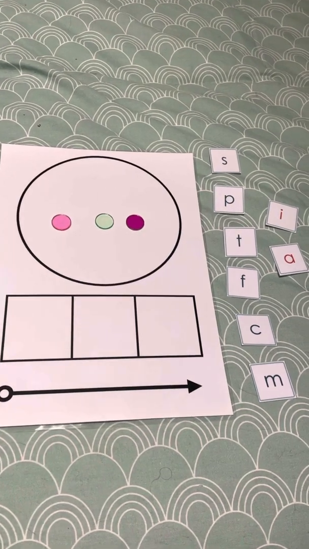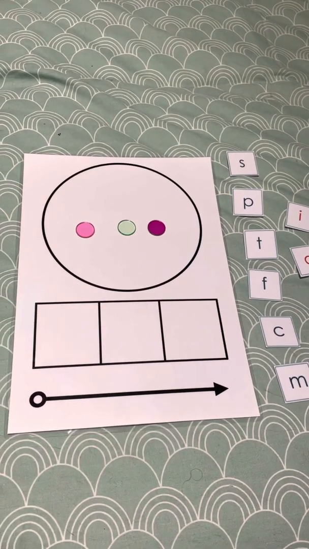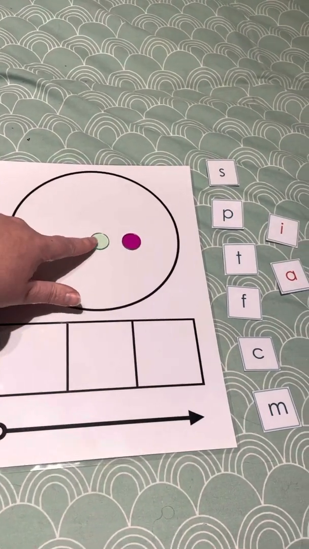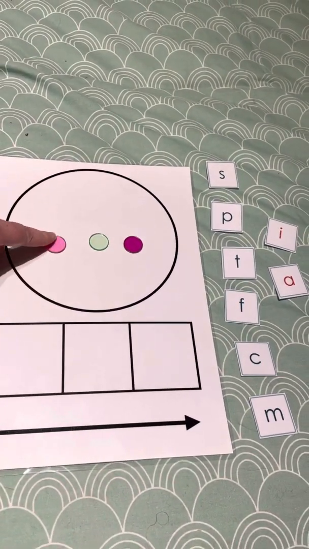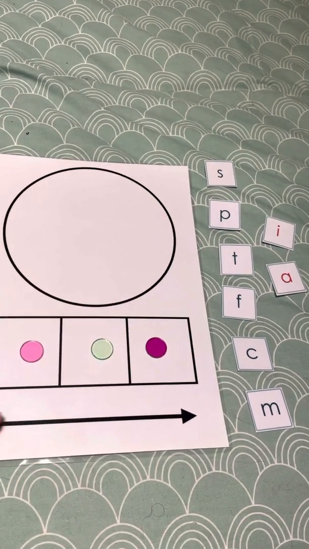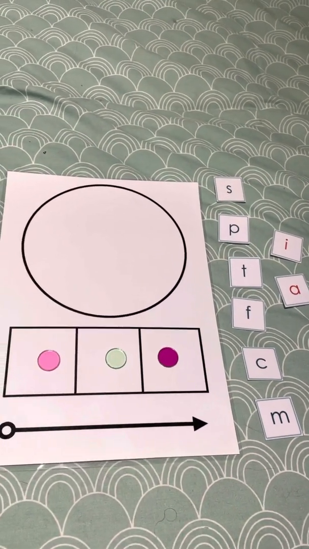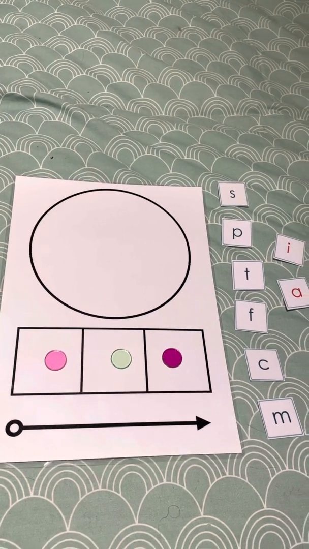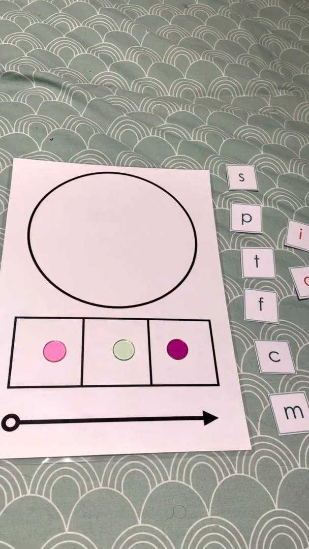And so what I'm going to do is point to the counters as I say the sounds that are in the word pat. P, a, t. I bring them down. P, a, t. And I put them back together. Pat. So what we're doing is we're pulling apart, or segmenting, the sounds in the word, and then at the end we're blending them back together to say the word.